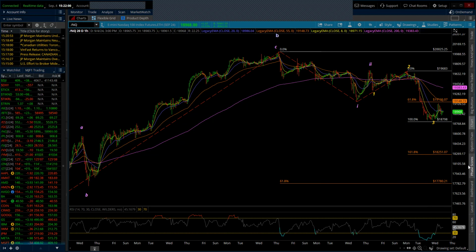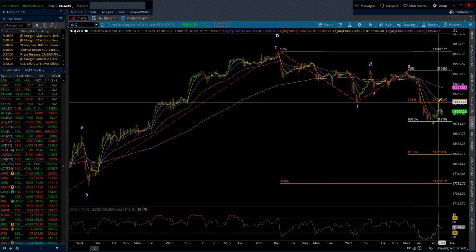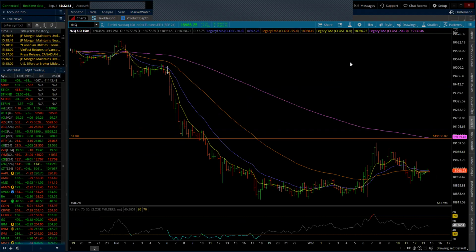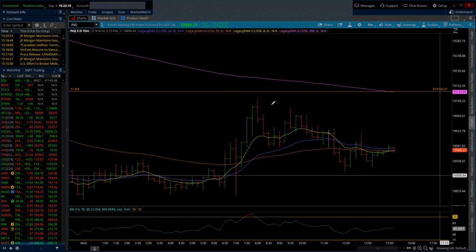It could be just, and that could actually happen. But what do we need to see from this level? I really do think what we're being left with is a nice clean 3 up. And we did start to come down. Let me just take a look at that 15-minute chart. What do we got here?